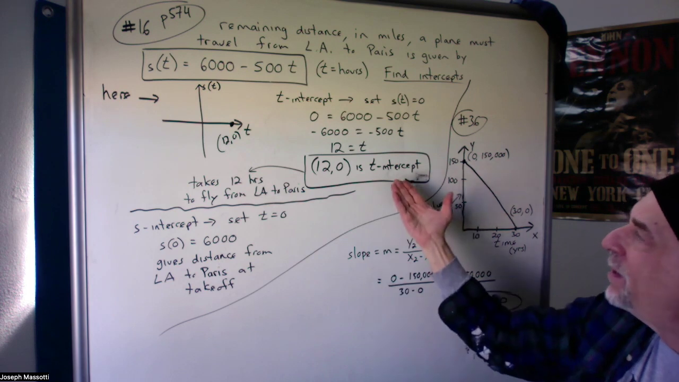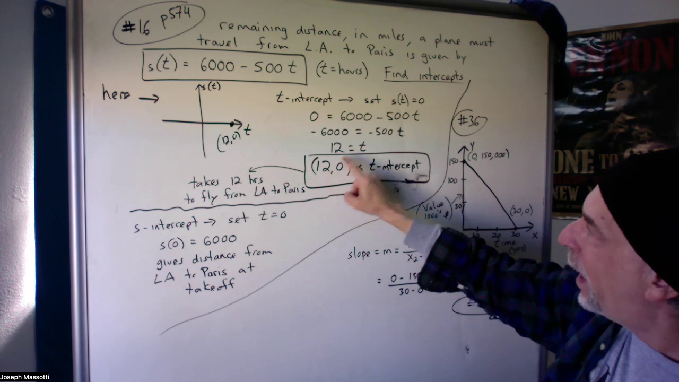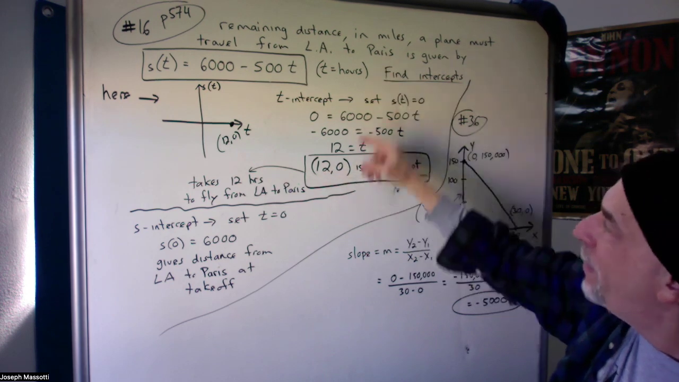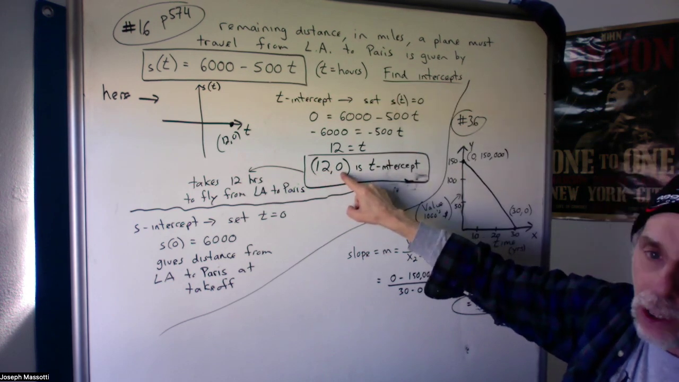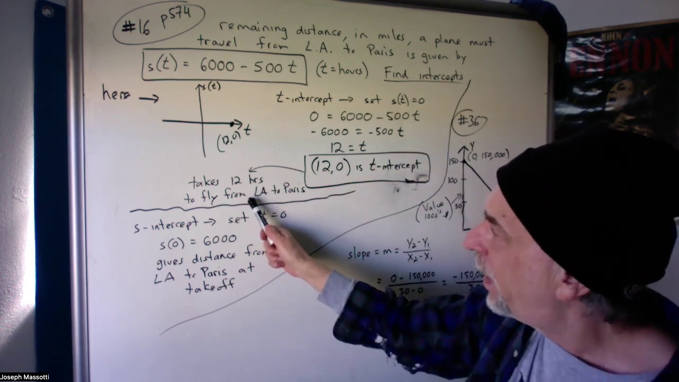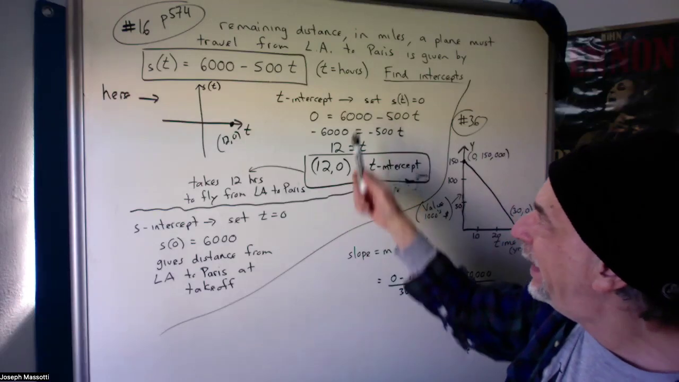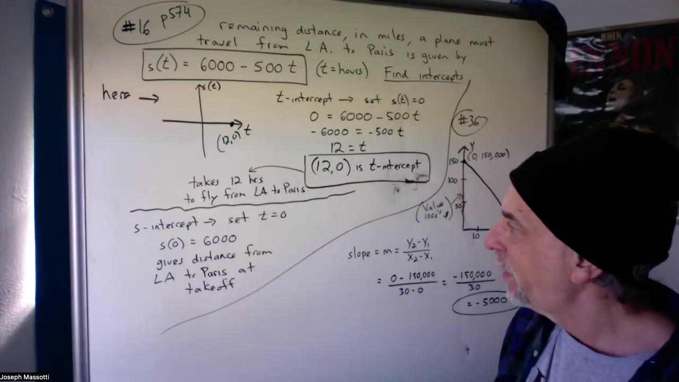And what that means is, think about it, when time is 12 hours, after 12 hours, the remaining distance is 0. Well, that means you made it to Paris, right? And it takes 12 hours to fly from LA to Paris. That's the meaning of the t-intercept in this case.